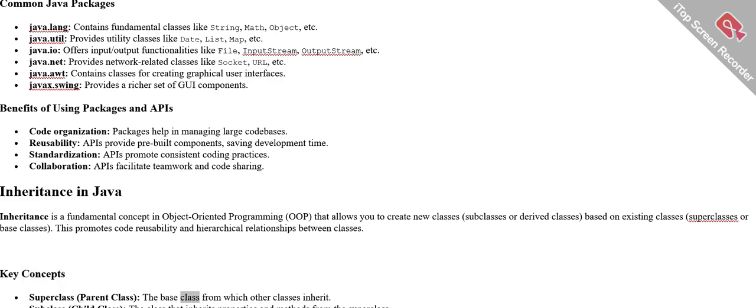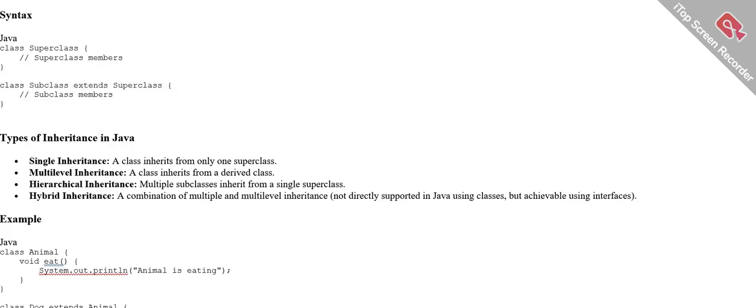Superclass, parent class: the base class from which other classes inherit. Subclass, child class: the class that inherits properties and methods from the superclass. Inheritance: the process of acquiring properties and methods from a superclass. Is-a relationship: a subclass is a specialized version of its superclass. Syntax. Java. Class Superclass, superclass members. Class Subclass extends Superclass, subclass members.